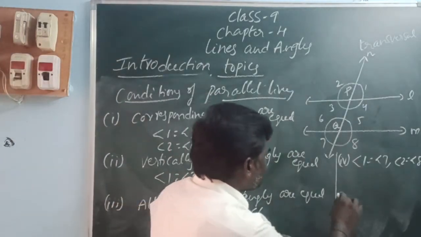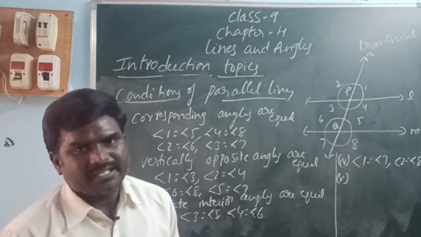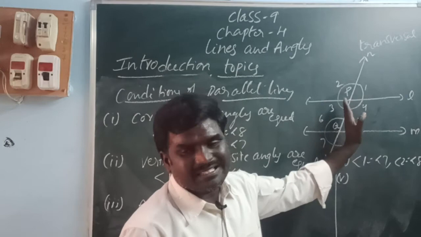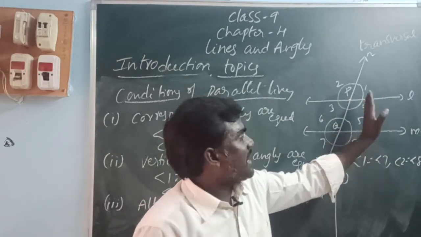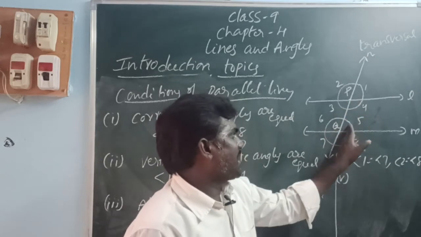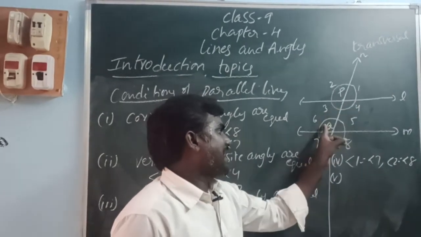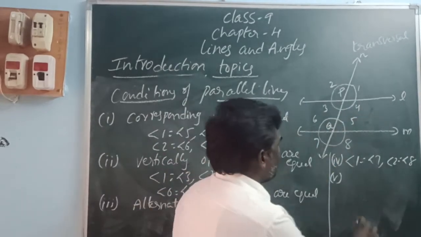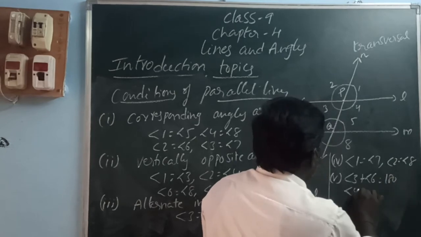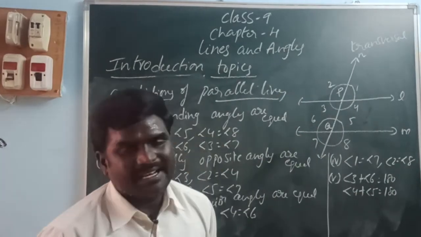So next, the sum of co-interior angles is 180 degrees. Co-interior or allied angles means the angles are on the same side of a transversal line, and they are not adjacent. Okay, so these two angles are called co-interior or allied. So here angle 3, angle 6, angle 4, angle 5. Angle 3 plus angle 6 is equal to 180. Next, angle 4 plus angle 5 is equal to 180. The sum of co-interior angles is 180 degrees.